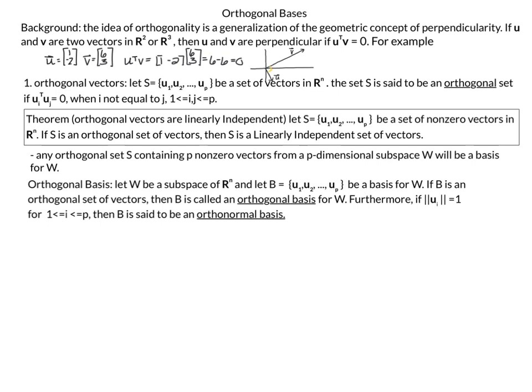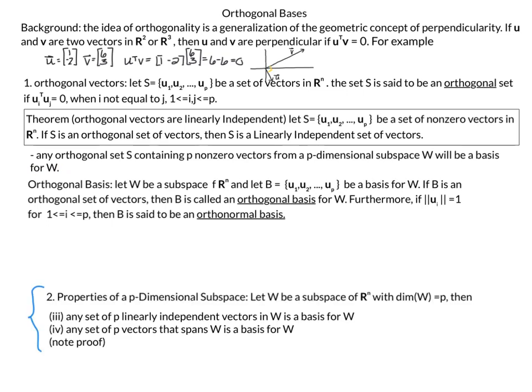Next, we have this comment: any orthogonal set containing P non-zero vectors from a P-dimensional subspace W will be a basis for W. And we're using these properties of a P-dimensional subspace, which we discussed in our last video about dimension. We said if we had a subspace W that has dimension P, then any P linearly independent vectors is a basis for W, or any P vectors that span W is also a basis.